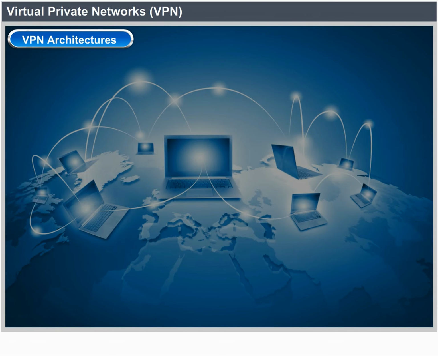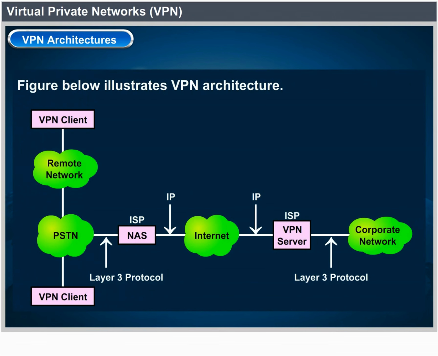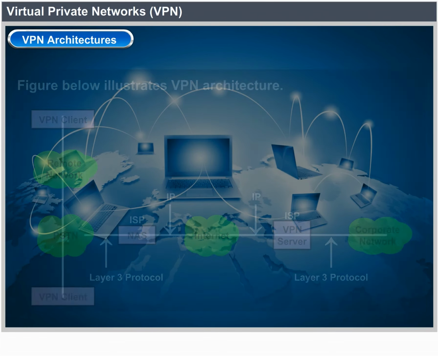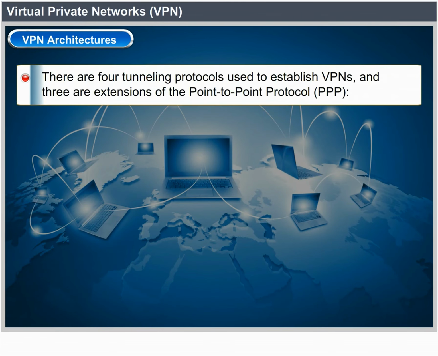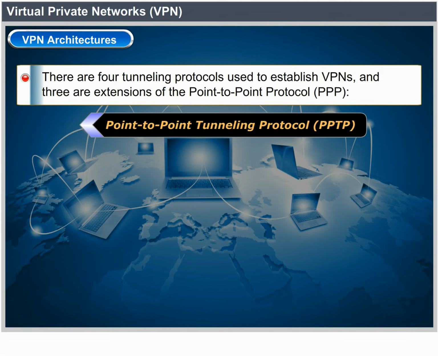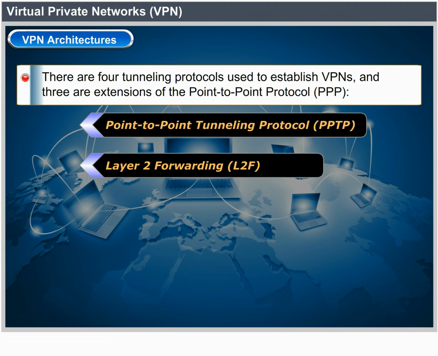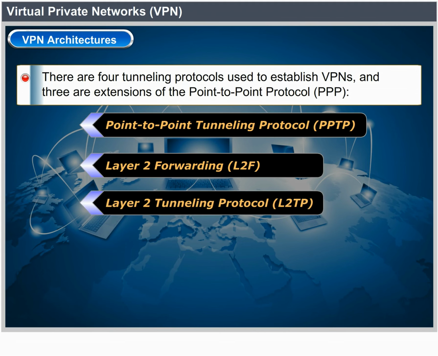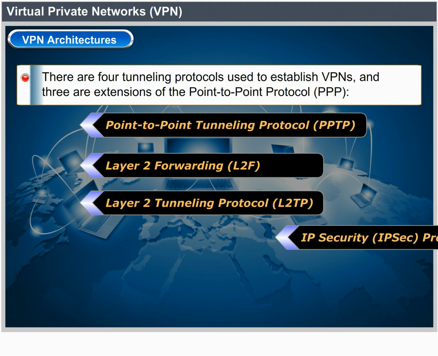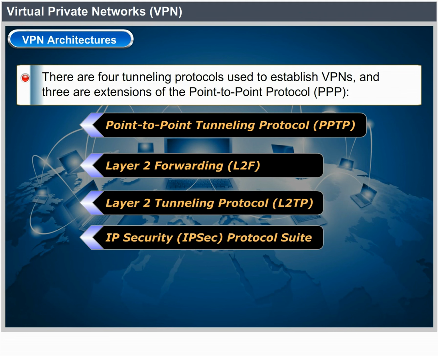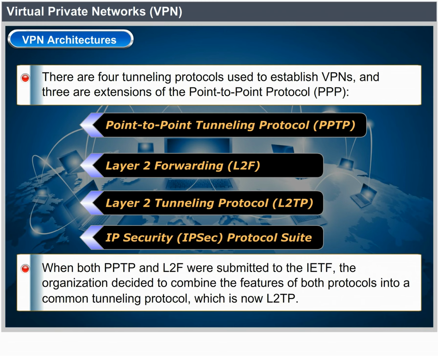There are 4 tunneling protocols used to establish VPNs, and 3 are extensions of the point-to-point protocol (PPP): Point-to-Point Tunneling Protocol (PPTP), Layer 2 Forwarding (L2F), Layer 2 Tunneling Protocol (L2TP), and the IP Security (IPsec) protocol suite. When both PPTP and L2F were submitted to the IETF, the organization decided to combine the features of both protocols into a common tunneling protocol, which is now L2TP. The Layer 2 tunneling protocol was in the draft stage at the time of writing.